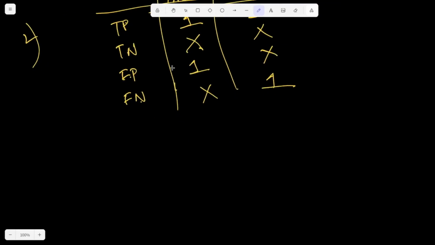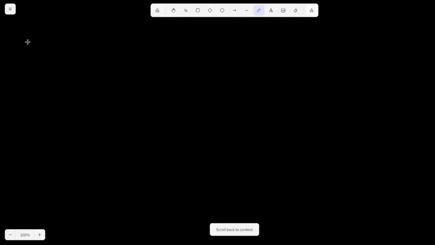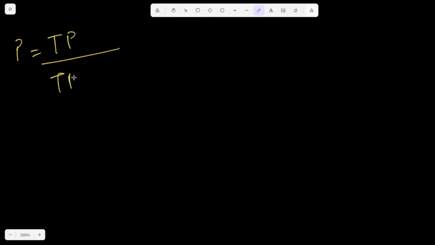Let's start by looking at the formula of precision. So precision is calculated as true positive divided by true positive plus false positive. Now what does that mean? If you look at the denominator, the true positives and false positives are basically all the instances where the model predicted this to be of class 1. And remember that since we're looking at this in terms of class 1, everything in the denominator sums up to the number of times our model predicted that things belong to class 1.